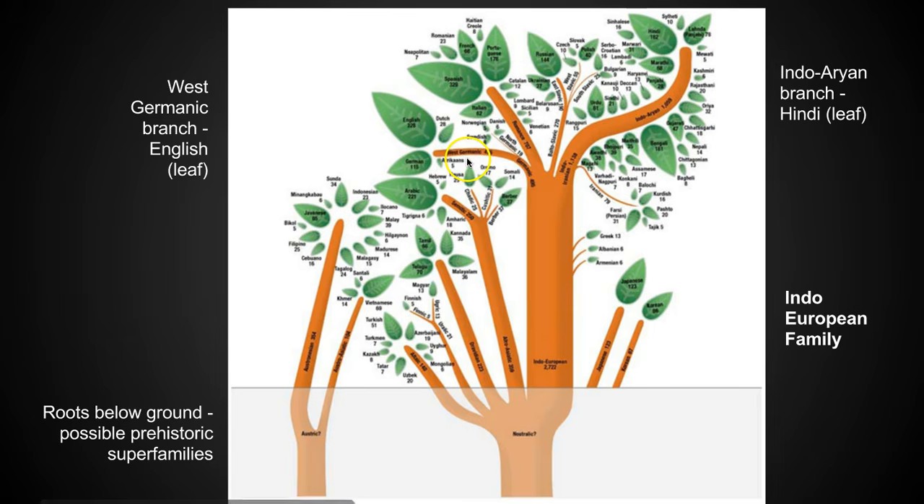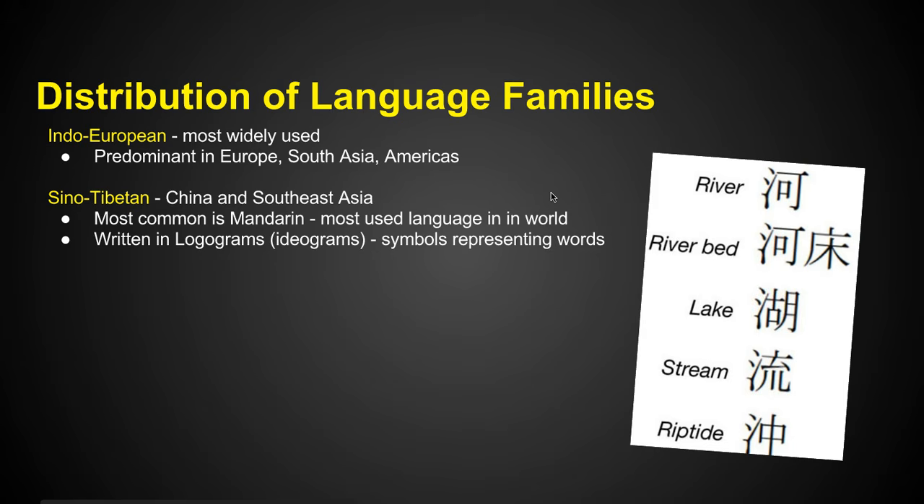So our leaf is going to be the individual language. The group is going to be the group of leaves. That's the Indo-European family, and you can see how many branches go out there because, remember, it is the most widely spoken. Distribution of language families: Indo-European is the most widely spoken.